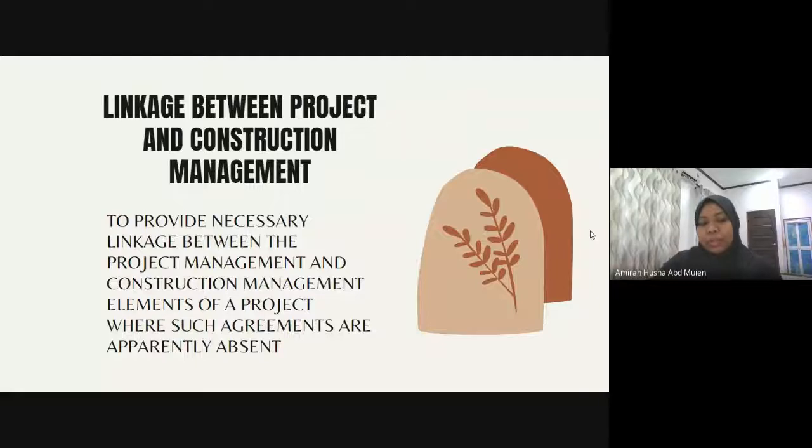Management and construction management in a project where such agreements are apparently absent.